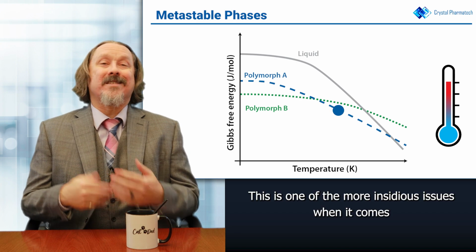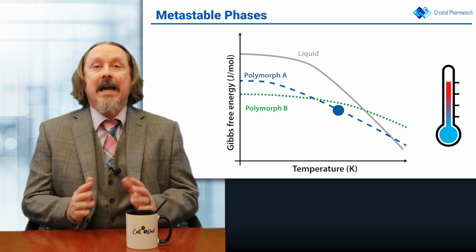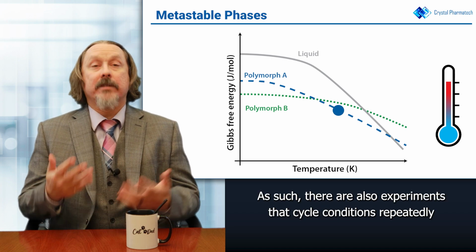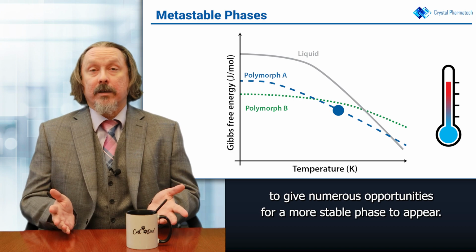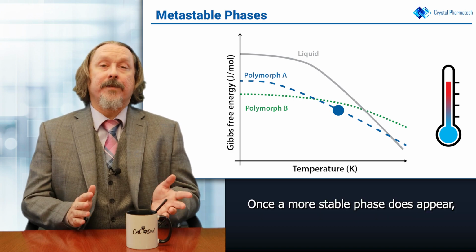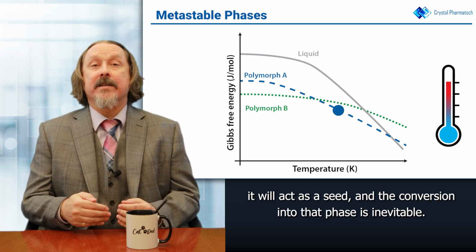This is one of the more insidious issues when it comes to polymorphism and identifying the landscape. As such, there are also experiments that cycle conditions repeatedly to give numerous opportunities for a more stable phase to appear. Once a more stable phase does appear, it will act as a seed, and the conversion into that phase is inevitable.